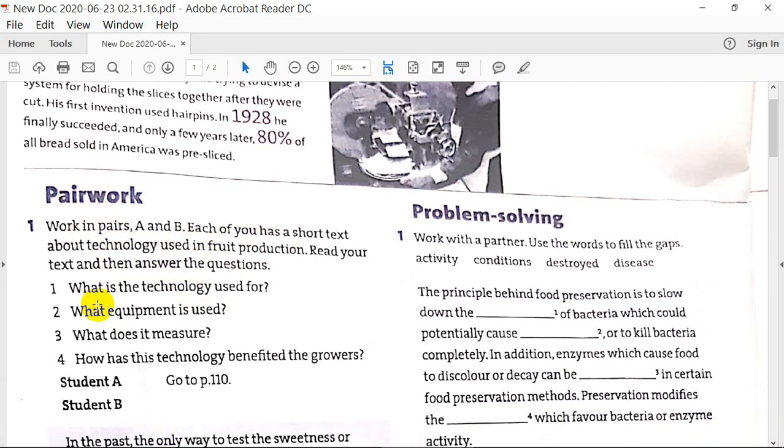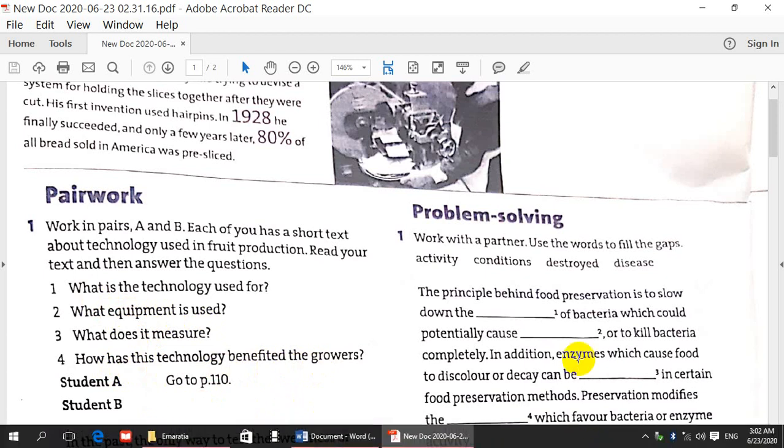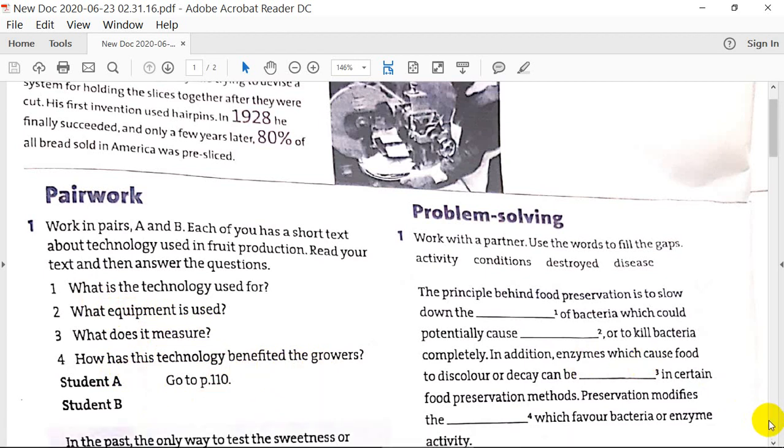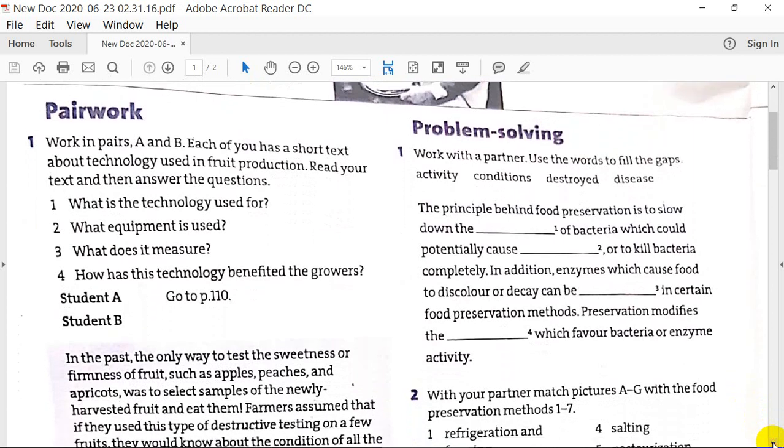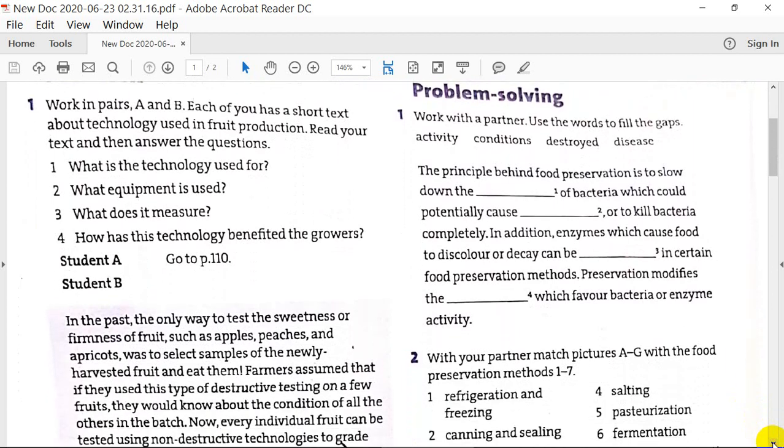What is the technology used for? What equipment is used? What does it measure? How has this technology benefited the growers? It depends on the student, but because you are at home, you can do it alone, no problem, to answer the questions. We have 4 questions.